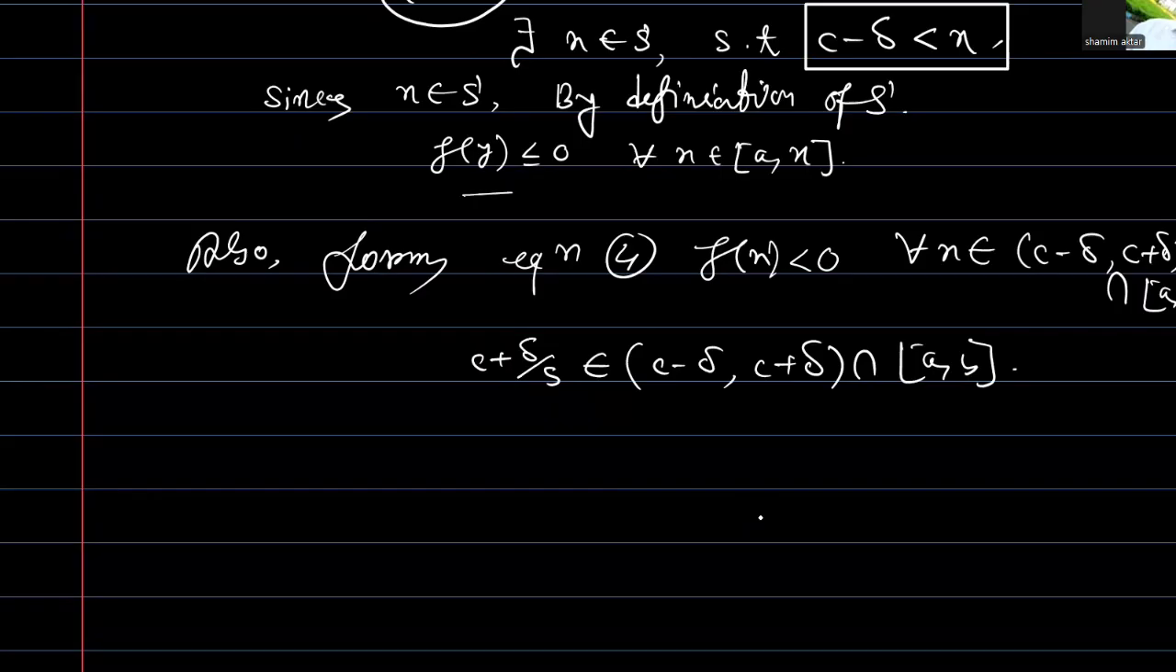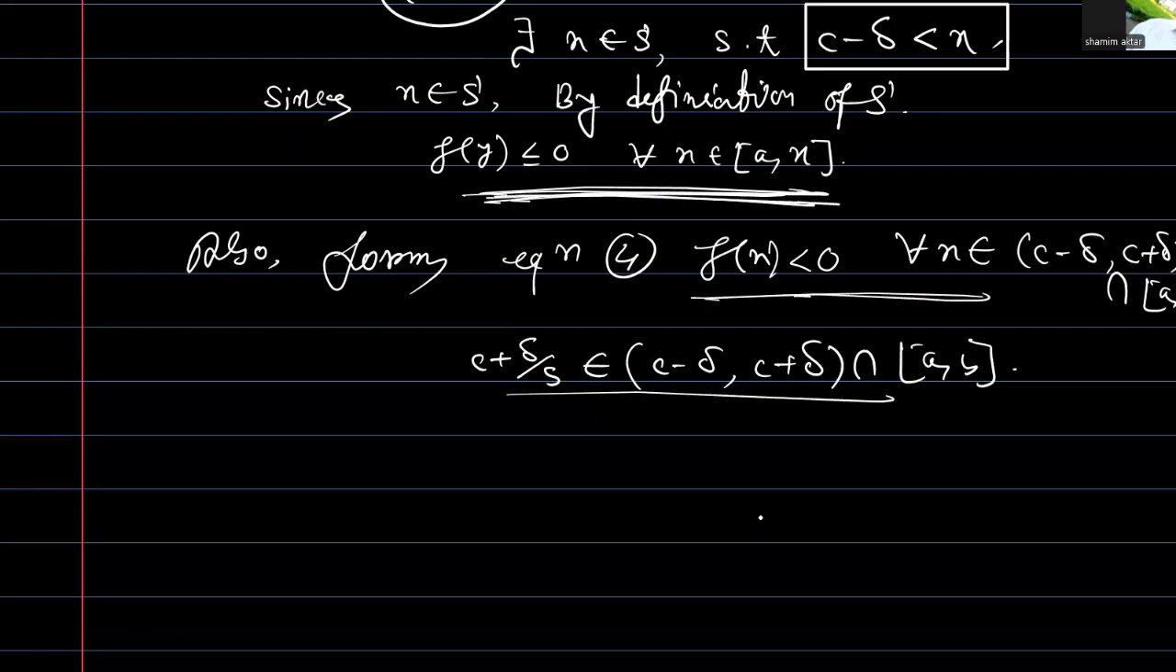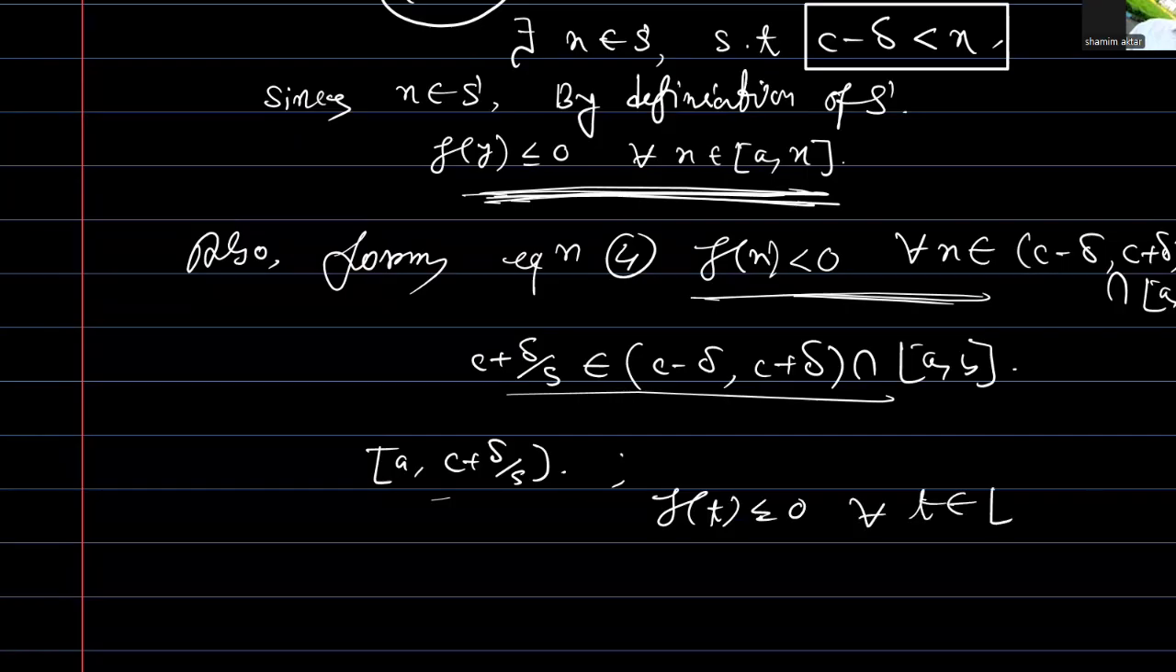So from this inequality and this inequality, consider the interval a, c plus delta by 2. For all values in this interval the function value is less than or equal to 0. So f of t is less than or equal to 0 for all t belonging to a, c plus delta by 2.